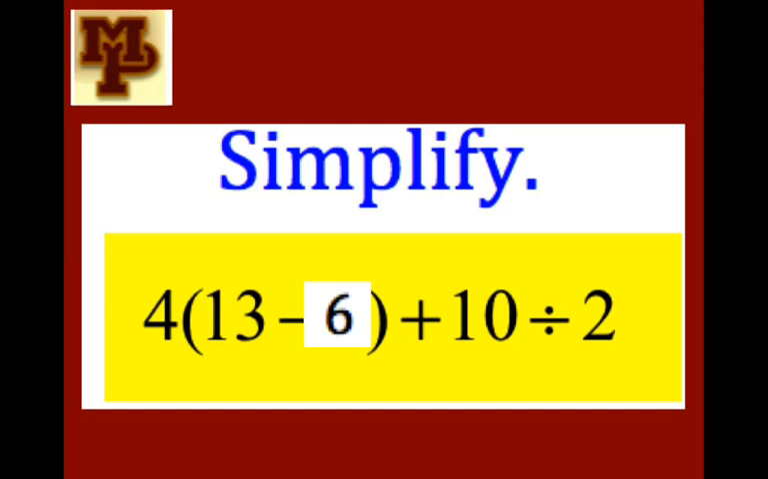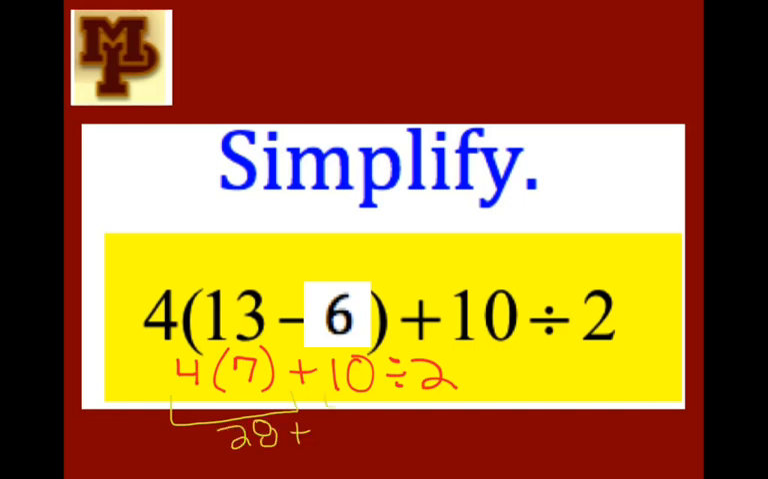Simplify. This is the order of operations, so what you want to do there is parentheses first. So we're going to go 13 minus 6, which is 7, plus, and then I'm going to keep the 10 divided by 2. Next would be multiplication and division, so that would be 28 plus the 10 divided by 2, which is 5. Add those together, 33.